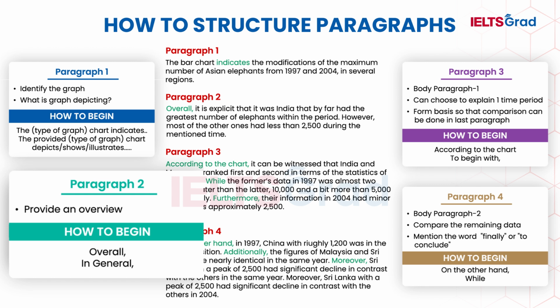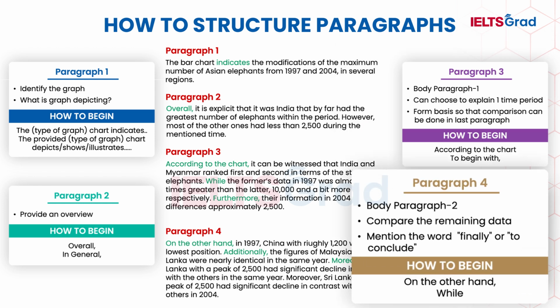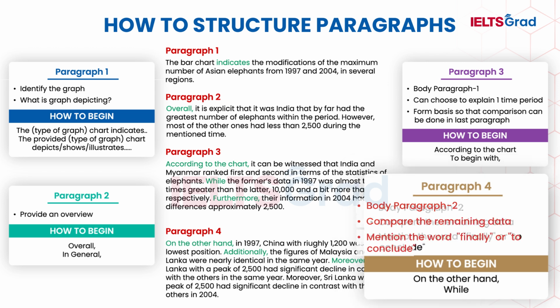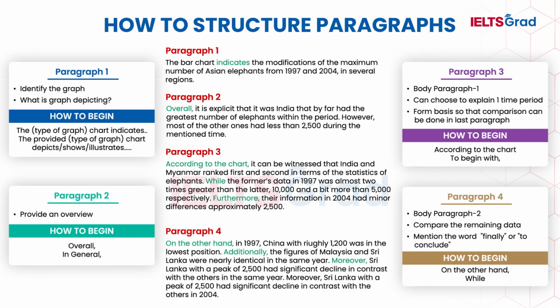Paragraph number 2. Provide an overview. Paragraph number 3. This is your body paragraph 1. You can choose to explain one time period or one graph. Paragraph number 4. This is not only your body paragraph number 2, but also your concluding paragraph. Remember to compare the data and also mention the word finally or to conclude. I would highly recommend to pause your video here and go through the contents that are displayed on your screen.